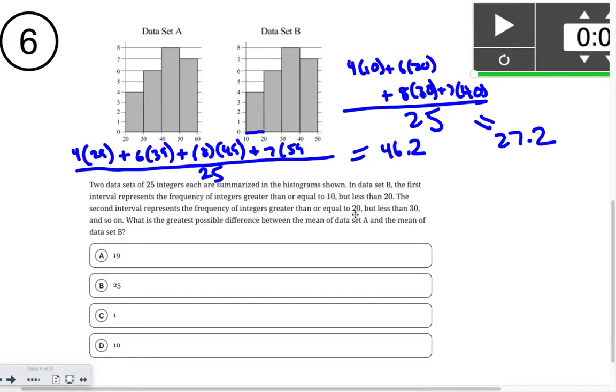So if I subtract them, I get 19. By making data set B as small as possible and making data set A as large as possible, I find the biggest difference that they can have, which is 19.